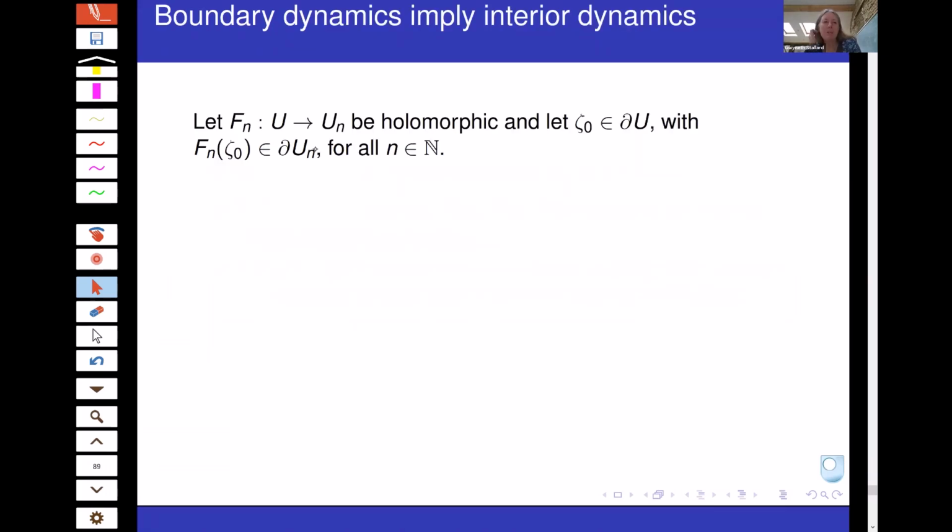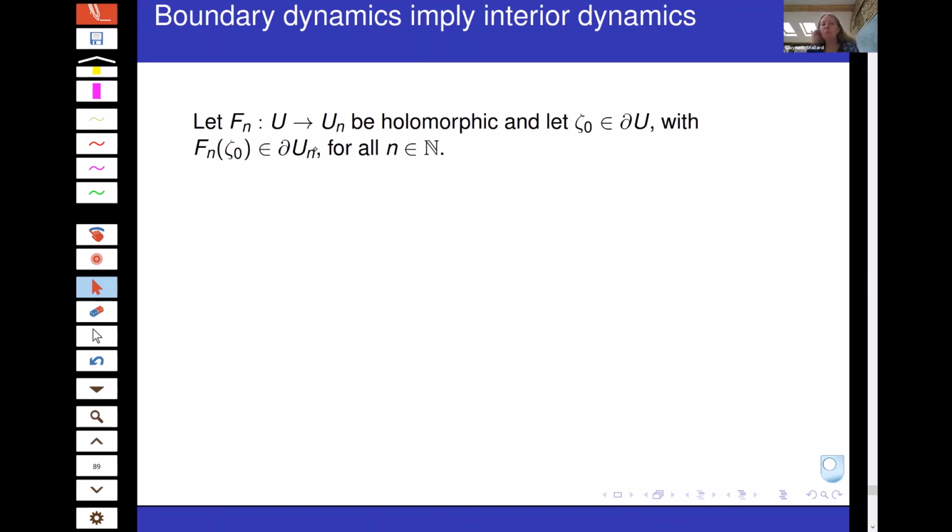I just want to finish with a couple of slides which talk about the opposite way around. So far we've been saying, okay, suppose we know something about the points inside. What does that tell us about points on the boundary, and how do they behave? Okay, now let's think about the other way around. Suppose you know something about the boundary and how points behave there. Does that tell you something about what's happening inside your wandering domain or in this more general situation?